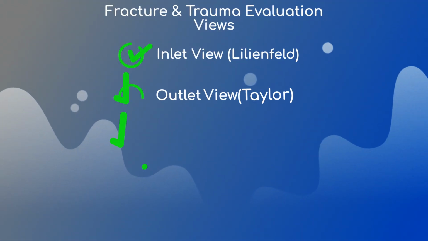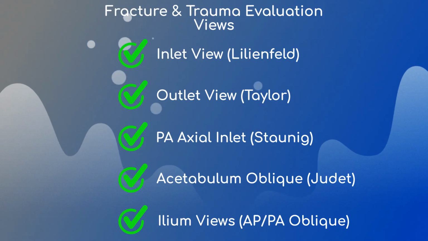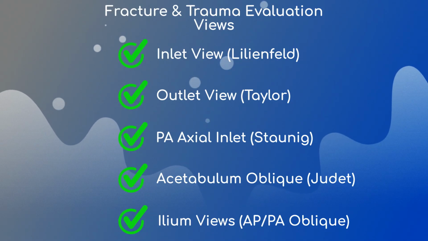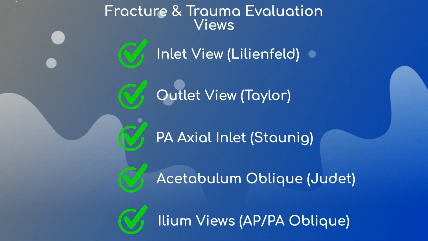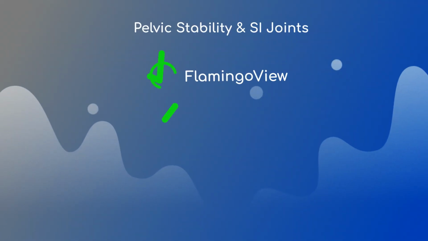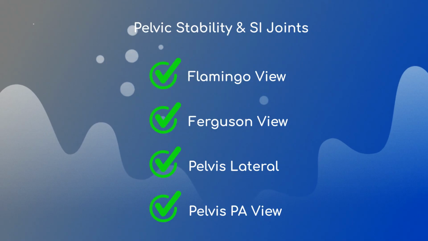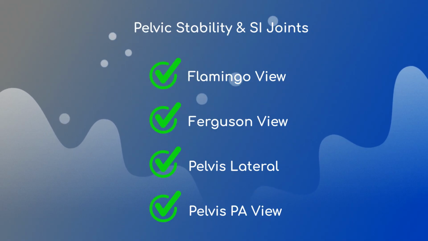Fracture and trauma evaluation views are specialized angled views. They include inlet view Lilienfeld, outlet view Taylor, PA axial inlet Staunig, acetabulum oblique Judet, ilium views APPA oblique. These views are for pelvic stability in SI joints: Flamingo view, Ferguson view, pelvis lateral, pelvis PA view.